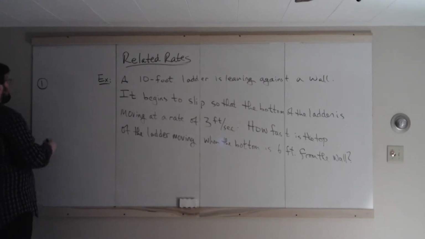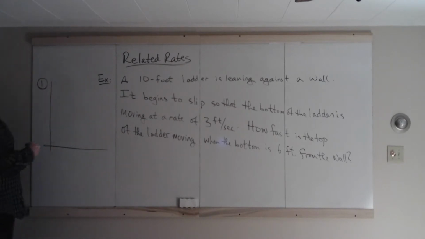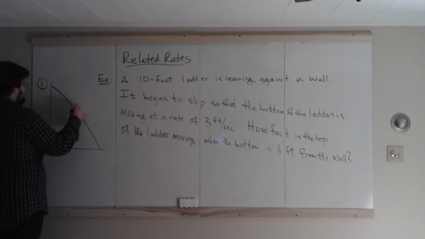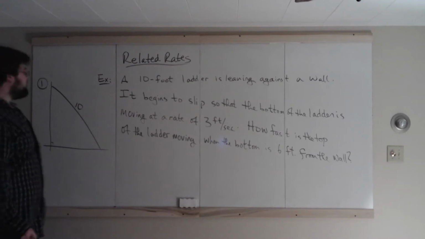A 10-foot ladder is leaning against a wall. So here's a wall. We're going to need a ground, so let's put a ground somewhere. And a 10-foot ladder is leaning against a wall. Let's pretend that's a straight line. Already, you can see a triangle, a right triangle, has shown up. That will be useful. That's great.